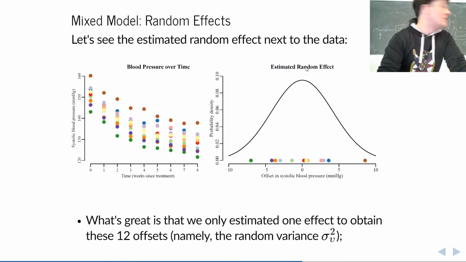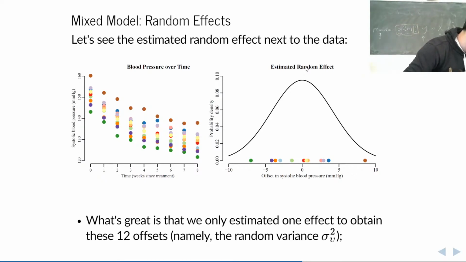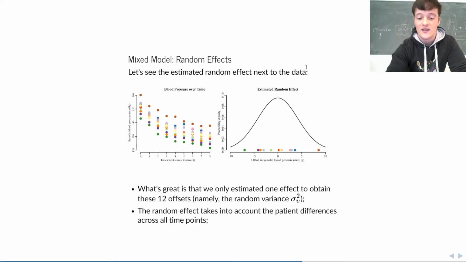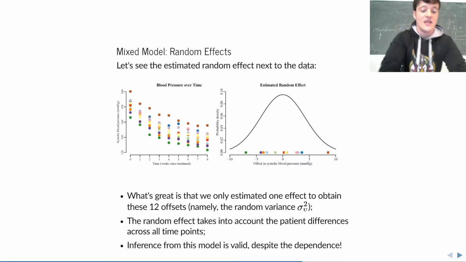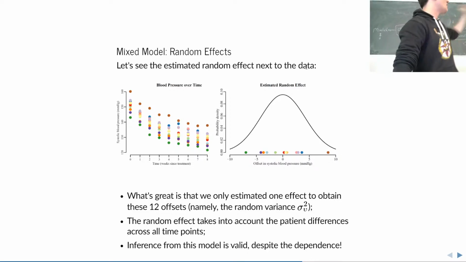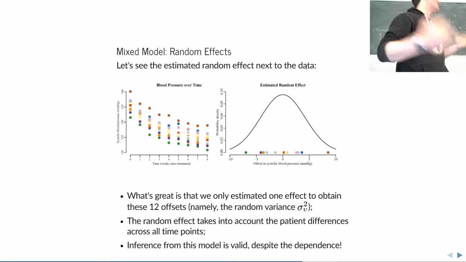And we only used one effect. We only estimated one variance instead of estimating 12 different offsets for all the patients. So this is much more efficient than a fixed effects model. Why is there no p-value? Yeah, we'll get to that. Hold on. It takes into account the patient differences, and I have to zoom out again. Sorry. That means that inference from this model is valid even though these are not independent measures, and that is why we're using a mixed model.